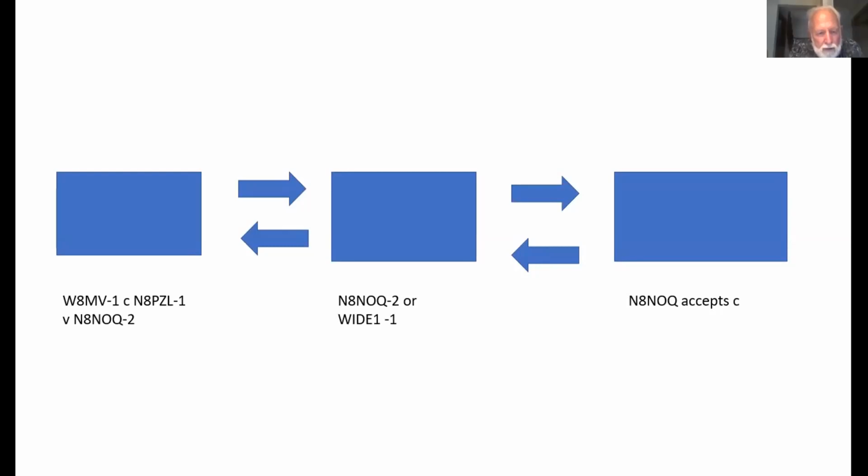So I could say connect N8PCL by way of N8NOQ-2, and my station and N8NOQ would be sending packets back and forth and acknowledging them, and then N8NOQ would send packets back and forth to Jim and acknowledge them, and that's the way it would communicate. Initially, it was set up so that you could string up to 7 repeaters together, but that never really worked, and 1 or 2 seemed to be about the maximum.